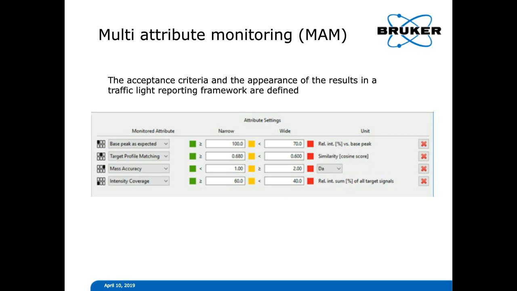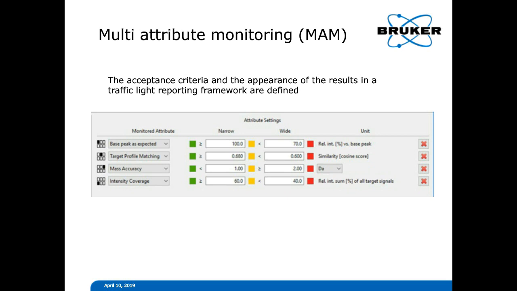Target profile matching. In an ideal world, the requested profile and the profile displayed in the spectrum do match. But if chemical modifications such as depurinations come into play, then this is not the case, and the cosine factor or the cosine score provides a hint for this criteria.